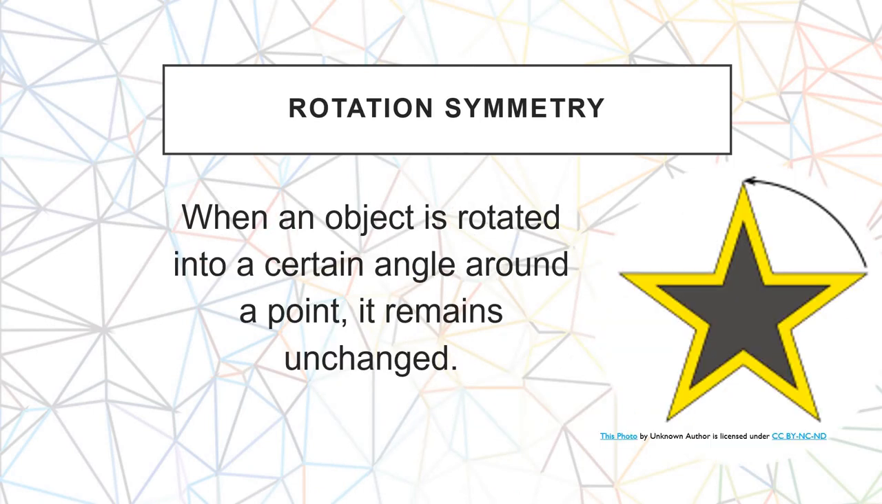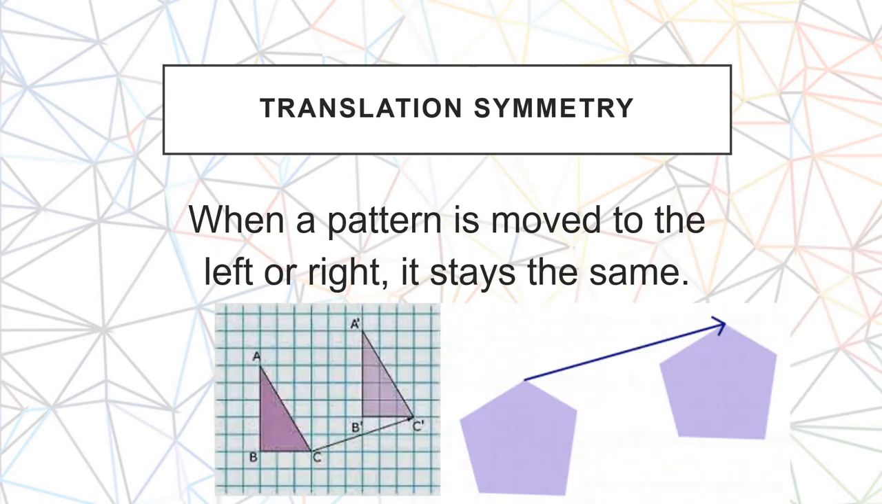For rotation symmetry, if you rotate the object at a certain angle around a point, it remains unchanged. So for example, this star, if you move this one and move it here, the object still looks the same. It doesn't change. So that's rotation symmetry. Translation symmetry is when a pattern is moved to the left or to the right, it stays the same. So translation is moving left or right.